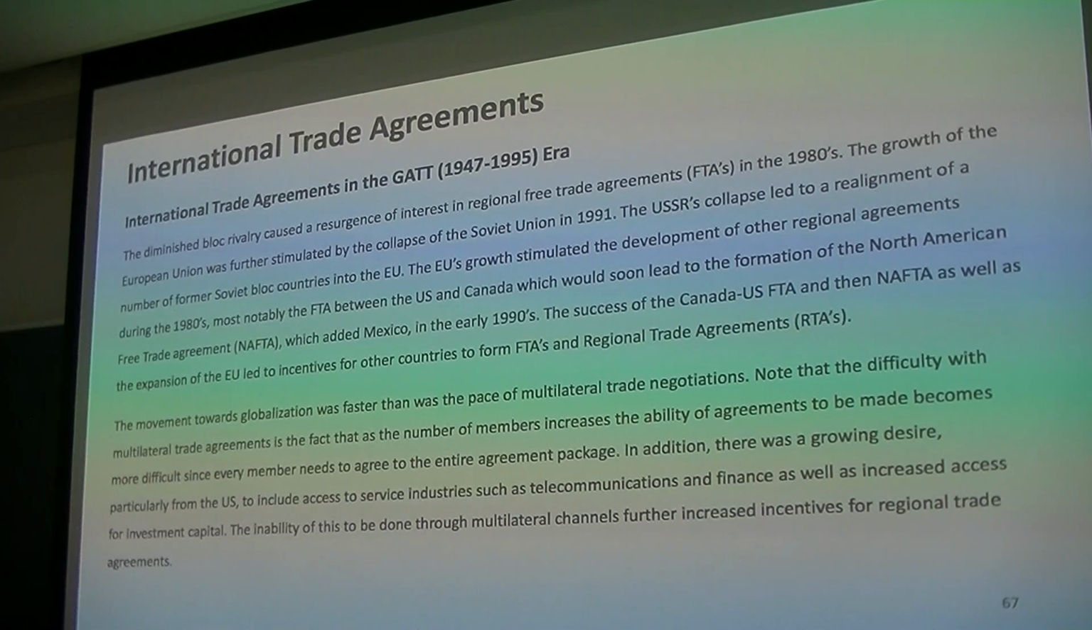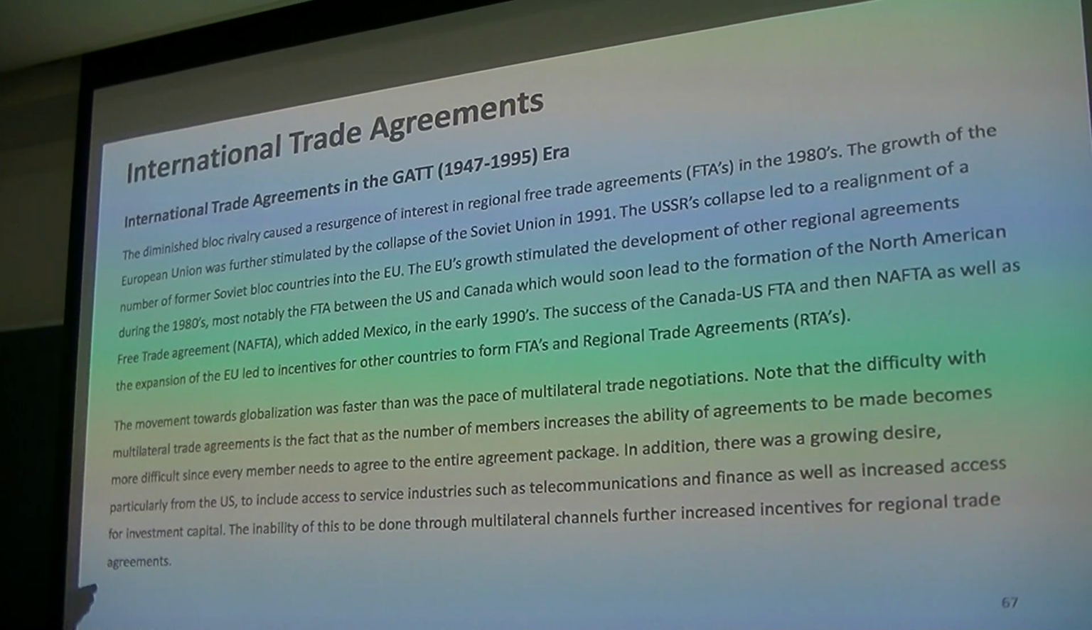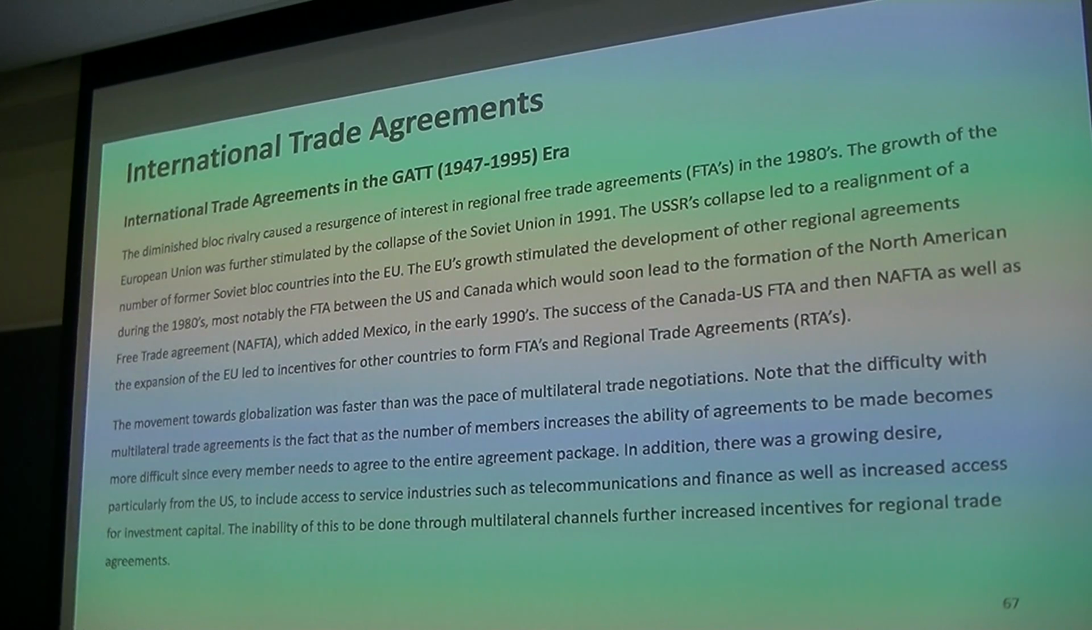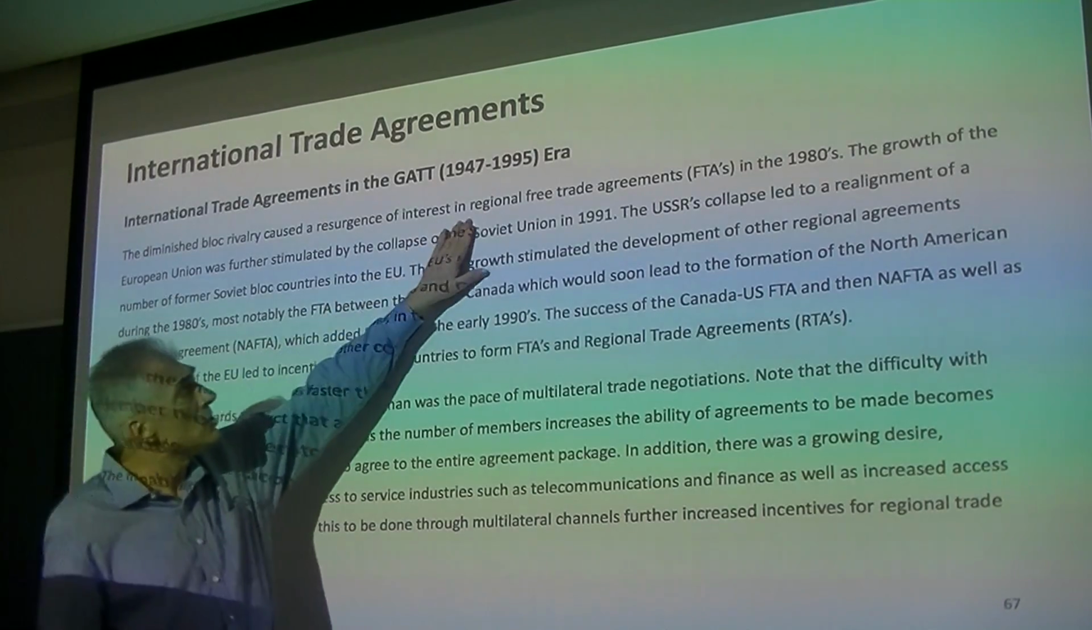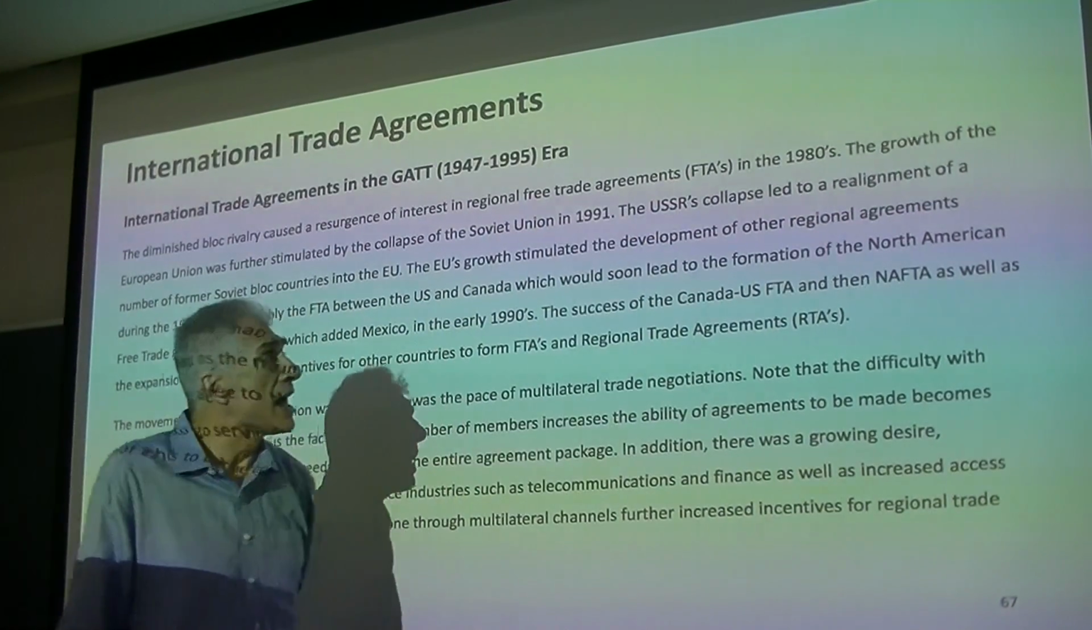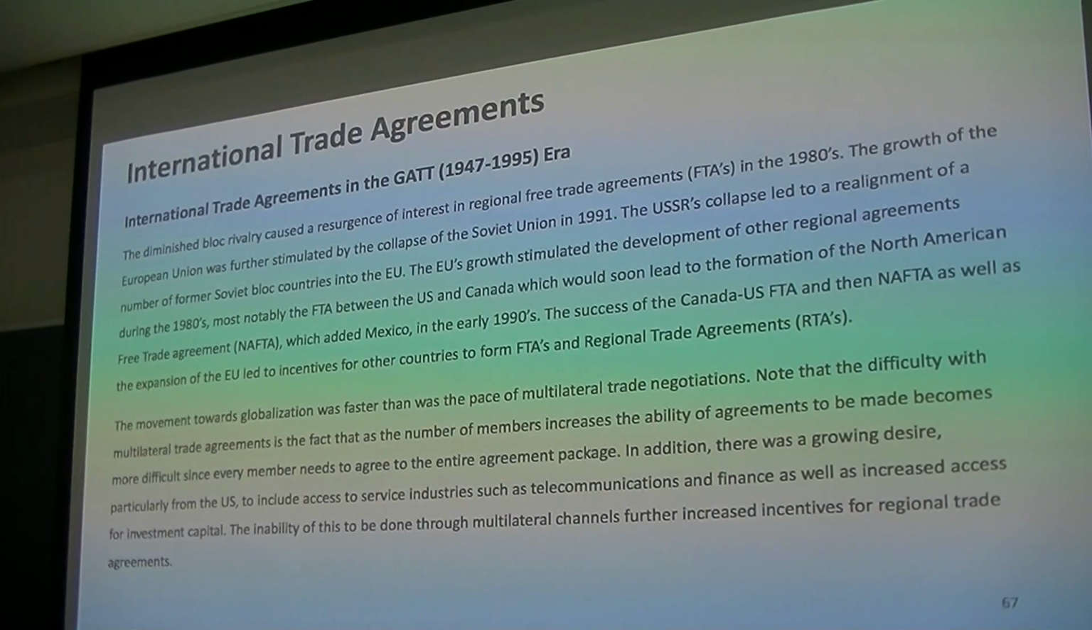So the interesting thing is that there was less conflict as the world moved away from World War II. Generations began coming that had no memory of that. Certainly my generation, I was born after the war, more than 10 years after the end of the war, and so that was another era for my generation. So you began seeing an increased interest in regional free trade agreements, FTAs, in the 1980s.